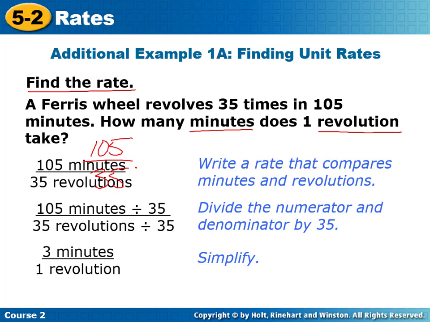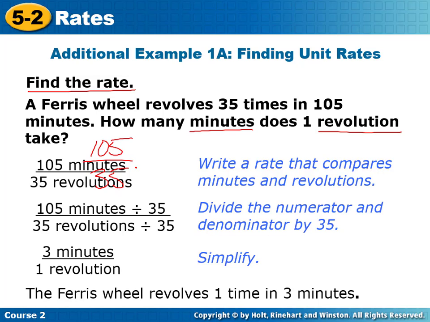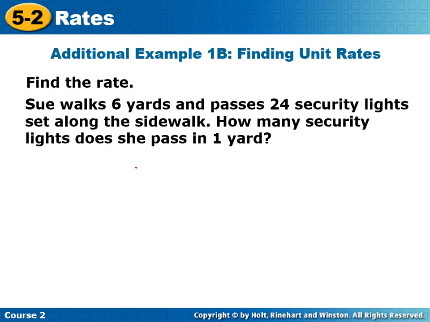Okay, so that's what the question asks. How many minutes does each revolution take? For each time for that Ferris wheel to go around in a circle, it's going to take 3 minutes. So a Ferris wheel revolves one time in 3 minutes.